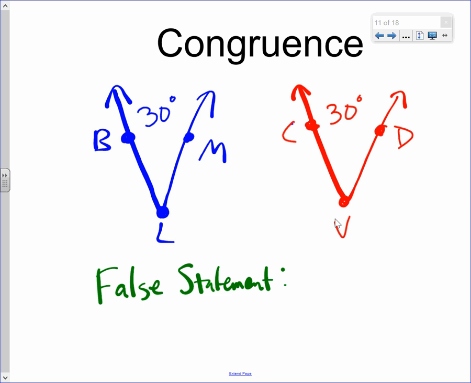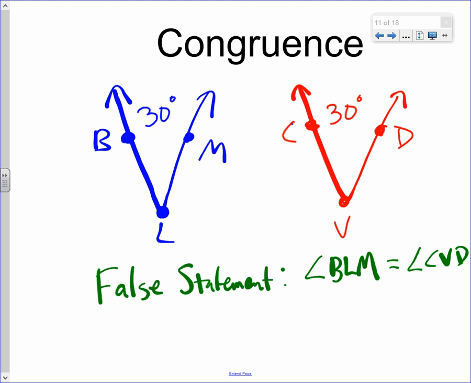Now, let me warn you. The statement I'm about to write seems true. It's going to look obviously true, but it's actually false. And I want to see if someone can tell me why it's false. Watch this. So write this with me. Here's a false statement. Angle BLM equals angle CVD. Again, these are two angles I've named after some of my students.